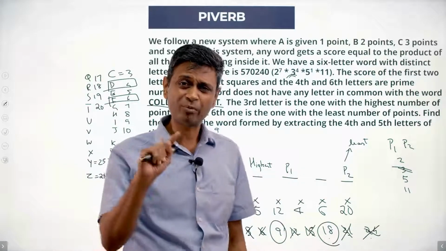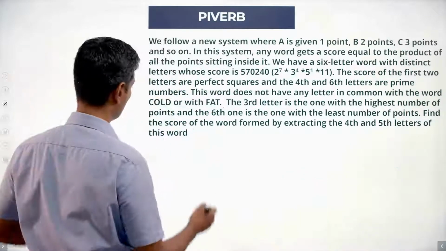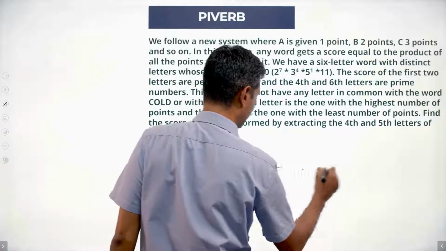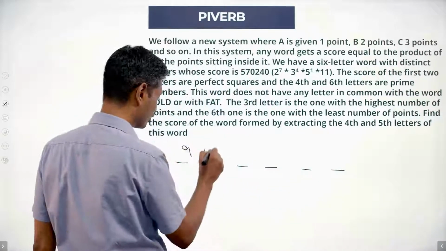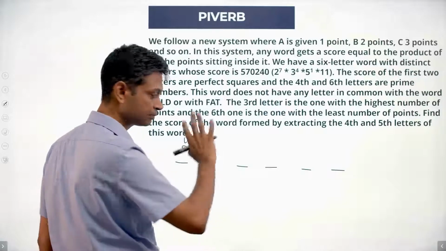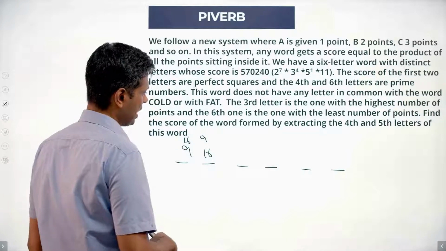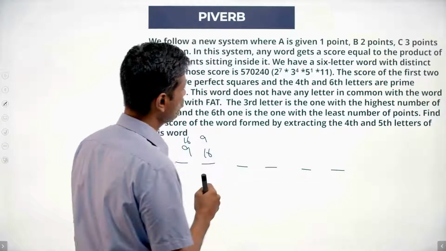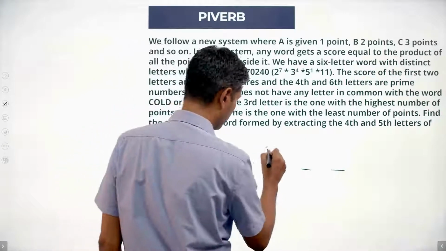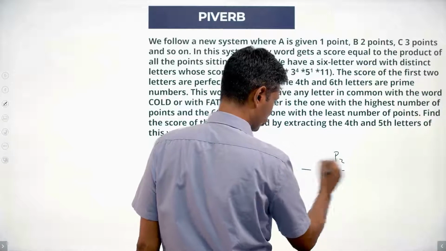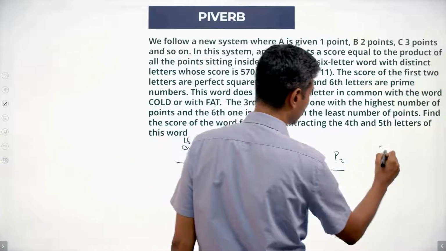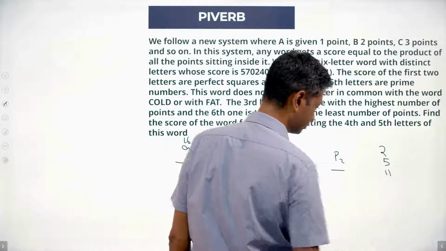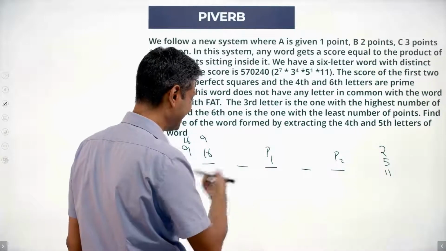And then I'm going to recap this whole thing. Right? So we have 1, 2, 3, 4, 5, 6. 9 and 16 or 16 and 9. And then one of these numbers is 18. Prime 1 and prime 2 are the 4th and 6th letters. These have to come from 2, 5, 11. One number is 18. That's already there.